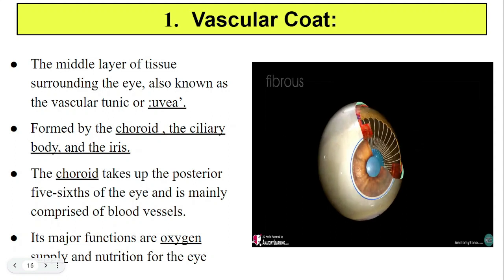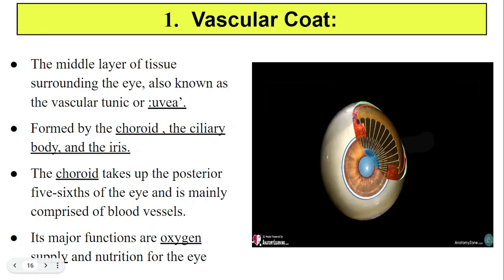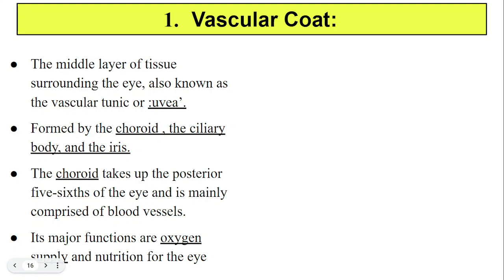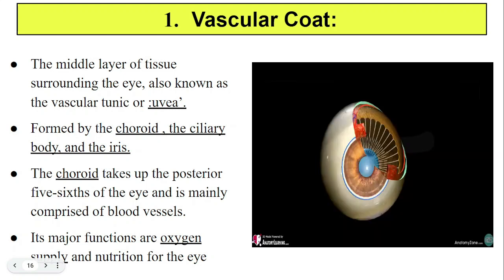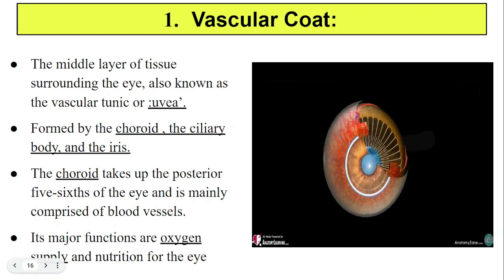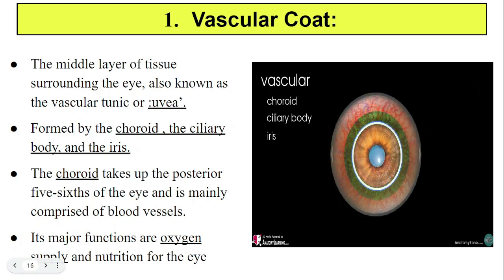Next one, vascular coat. The middle layer of the tissues surrounding the eye, also known as the vascular tunic or uvea, forms the choroid, the ciliary body and the iris. The choroid takes up the posterior 5/6 of the eye and it's mainly comprised of blood vessels. Its major functions are oxygen supply and nutrition of the eyes.